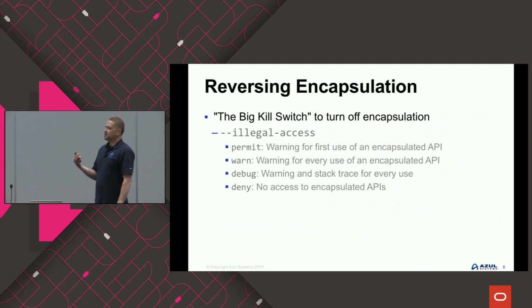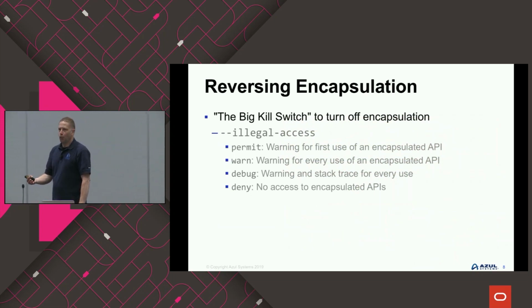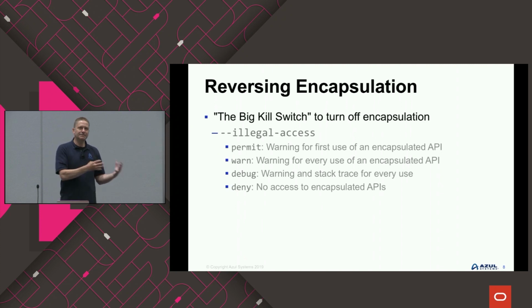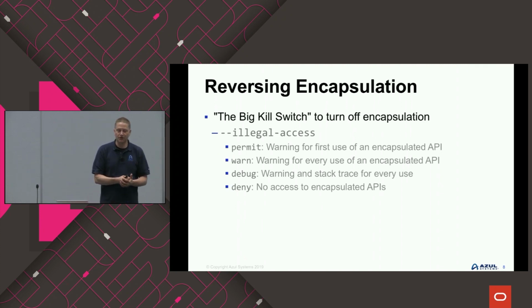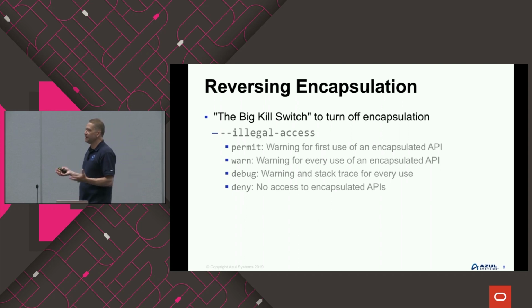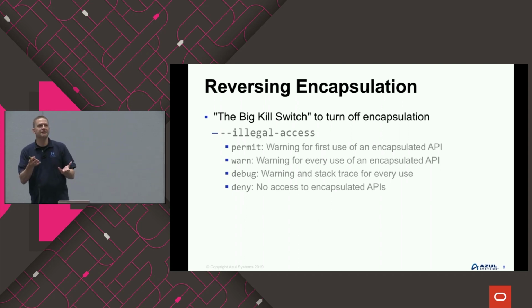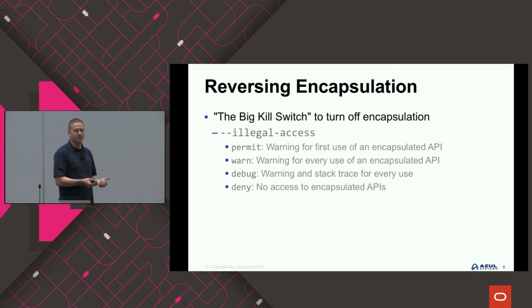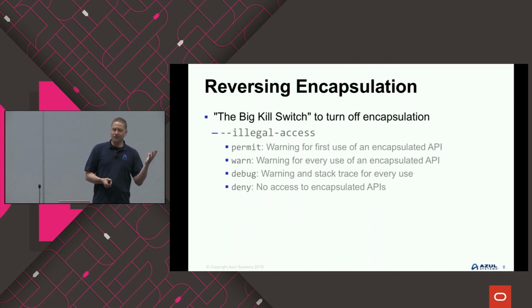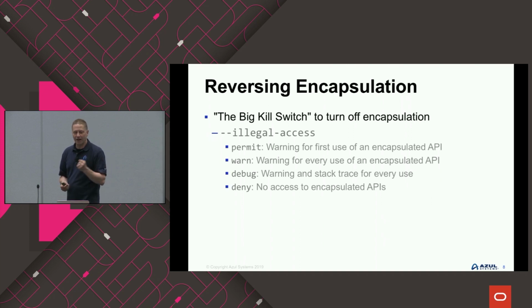Now, encapsulation, as I said, was a goal of the module system, but it had to be reversed at the end because people needed access to these internal APIs. So they introduced this wonderfully named big kill switch. I think any command line flag that's called the big kill switch is a great idea. And the flag is illegal access. Again, a great name for a flag, illegal access.